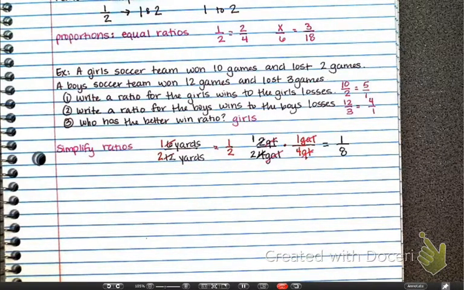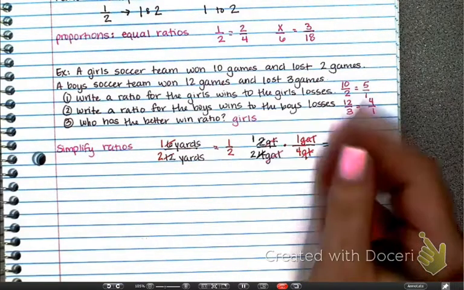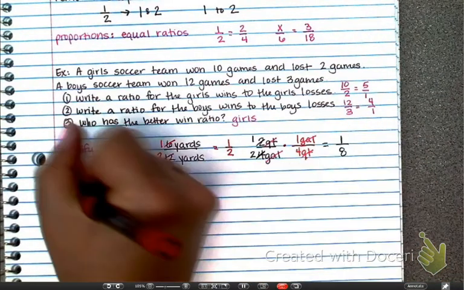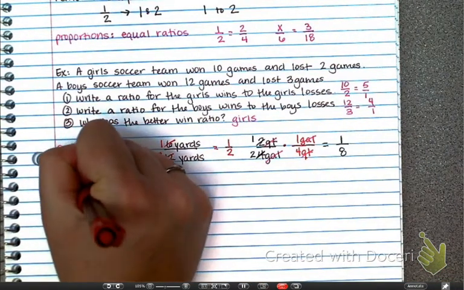Do we know how many hours are in a day? Okay. And I think that's all you're going to need to know. Okay, so let's actually solve some proportions. So those are simplifying ratios. Let's solve proportions.